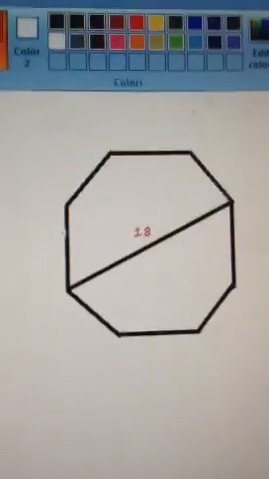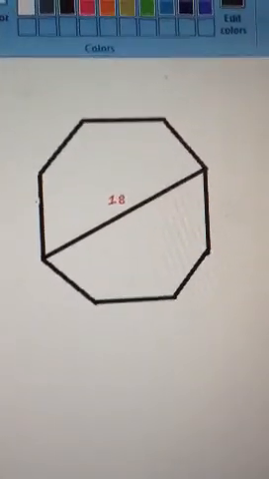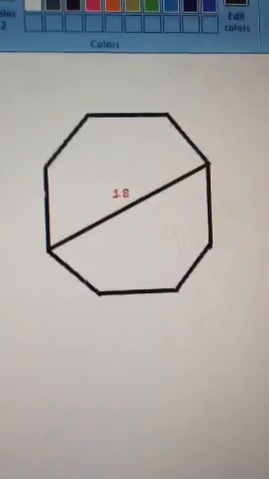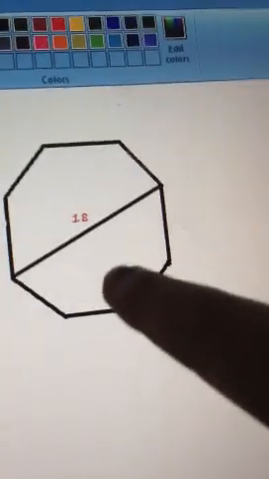I have your other shape right here. I'm going to go ahead and send this to you first. And if you don't understand how to do it for this particular shape, I'll try to explain it real fast.